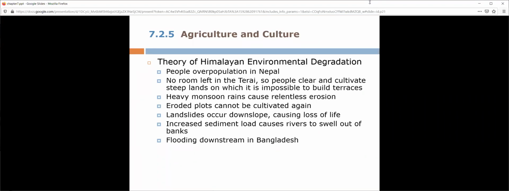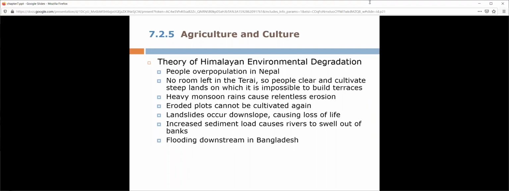Let's talk some agriculture. Let's talk some culture. This is slowly going to get more interesting. I'll try to include personal anecdotes and such as we go through where need be, but we're still focused mostly on the slides. Theory of Himalayan environmental degradation. So we're talking the Himalayas here. We're talking north of India, Western China, Nepal area. I'm sure you know what the Himalayas are. I hope you know what the Himalayas are. You went through high school.